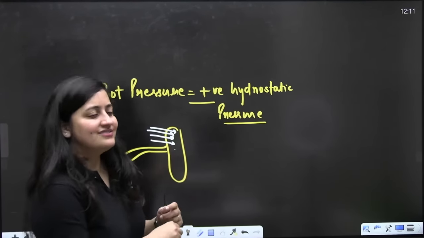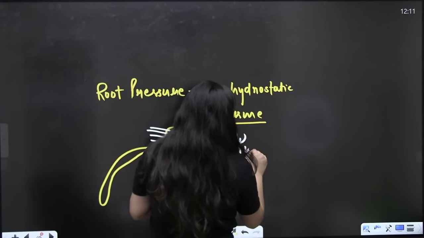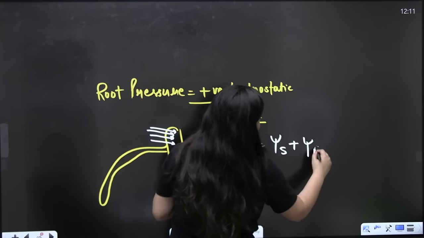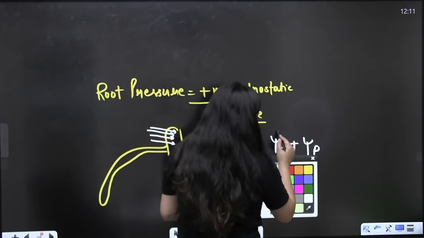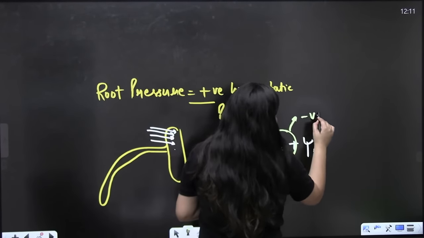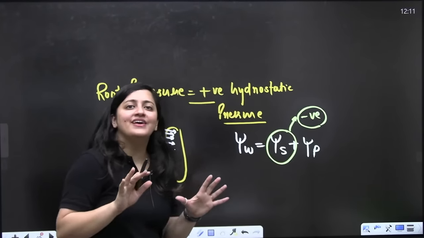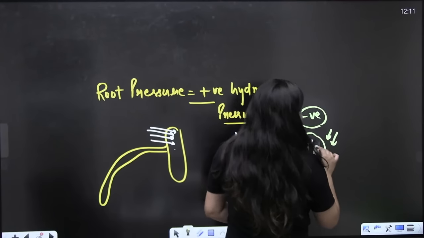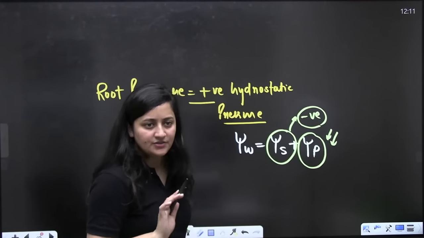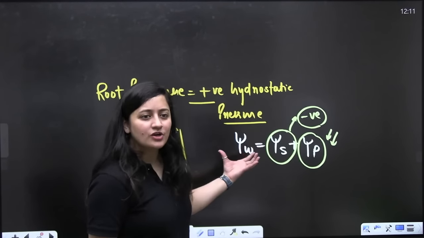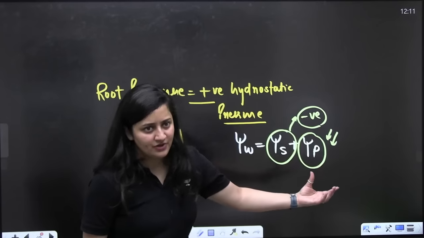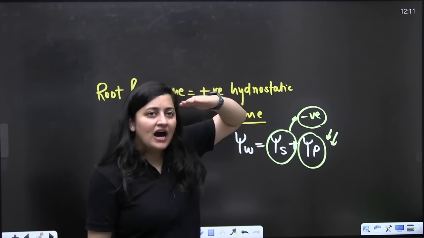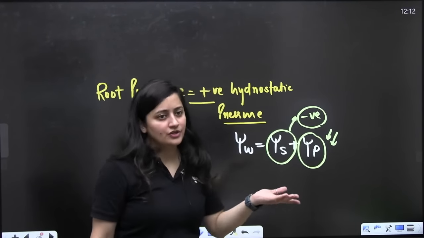Water potential is very easy, right? When it comes to the water potential, you have to consider the solute potential plus pressure potential. The solute potential is always negative, but the pressure potential is mostly positive. So water potential equals solute potential plus pressure potential. The movement of water is always from higher water potential to lower water potential.